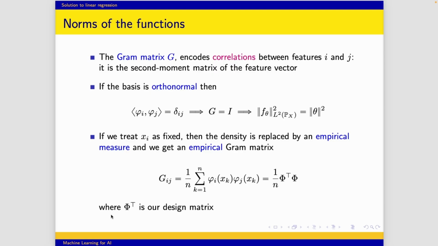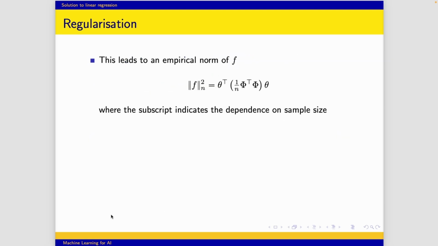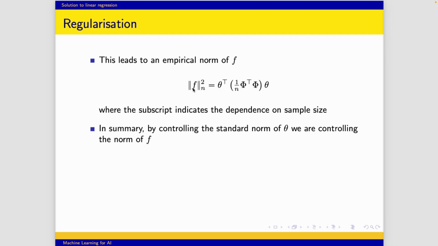So there are all sorts of lovely relationships here. And so this leads to an empirical norm of f, which is this quantity here. Now, it doesn't matter whether we're thinking of this or the actual one. The main point is that controlling the norm of theta is the same as controlling the norm of f. Okay, so that's what we wanted to show.